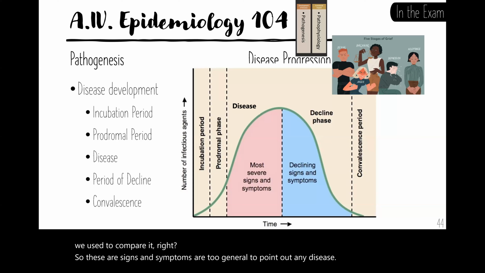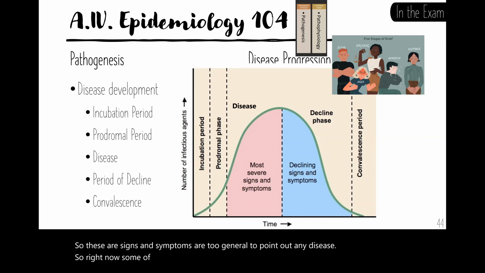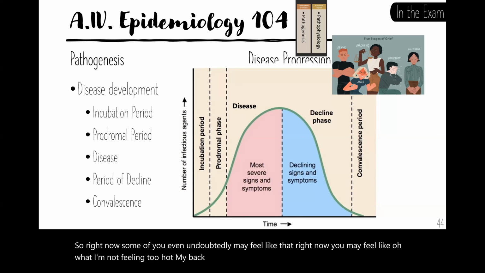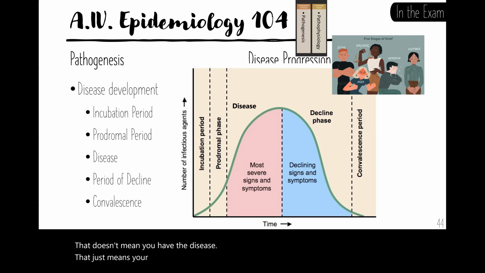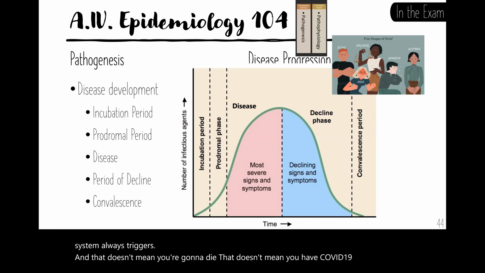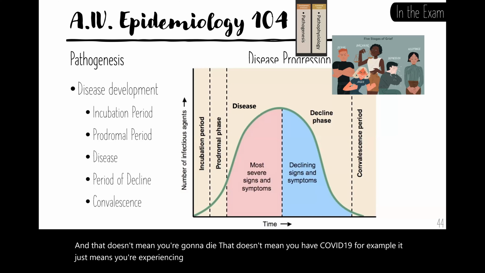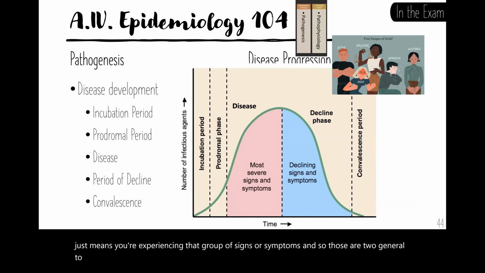So right now, some of you even undoubtedly may feel like that. Right now, you may feel like, oh, you know what? I'm not feeling too hot. My back hurts, headache a little bit, and I'm getting a little bit of a fever. That doesn't mean you have the disease. That just means you're experiencing the same group of signs and symptoms that your immune system always triggers. And that doesn't mean you're going to die. That doesn't mean you have COVID-19, for example. It just means you're experiencing that group of signs or symptoms. And so those are too general to really indicate a particular disease.